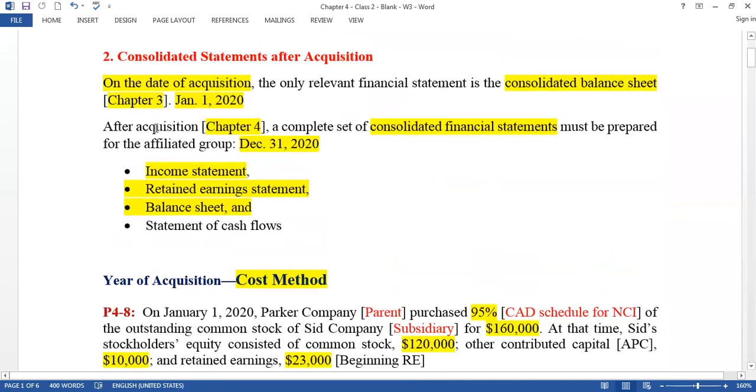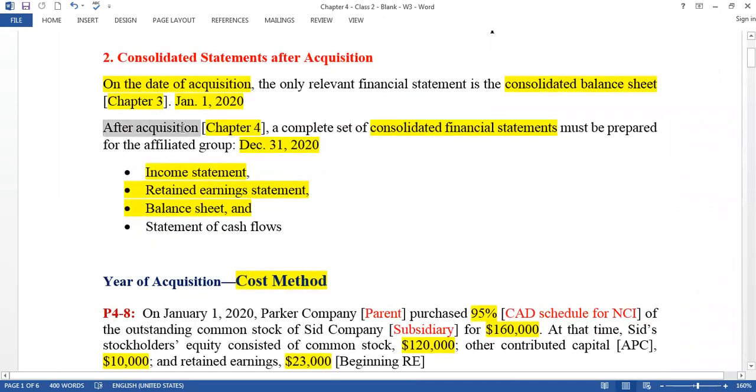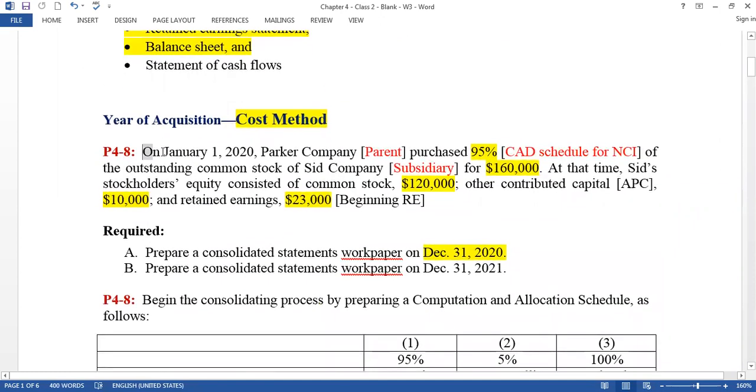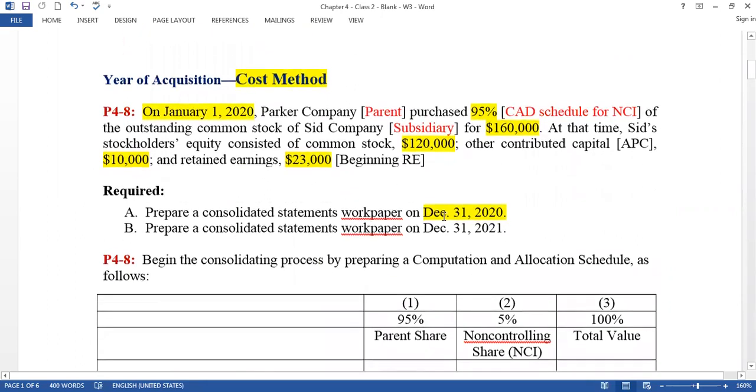I told you that we are in chapter 4. We are preparing consolidated statements after acquisition, and this is one of the dates after acquisition. The company acquired this company on January 1st, 2020, and now we are at December 31st, 2020, the financial statement preparation date. How to prepare work papers for consolidated financial statements? And requirement B asks how to prepare another work paper just one year later. So this is the first question.